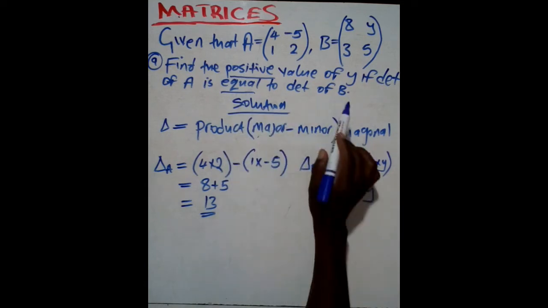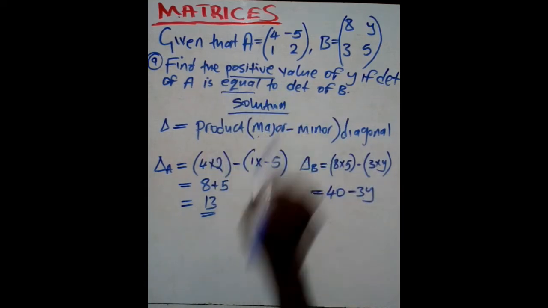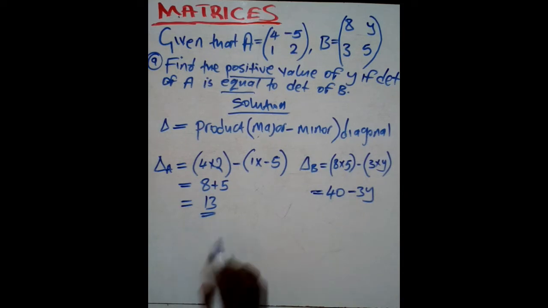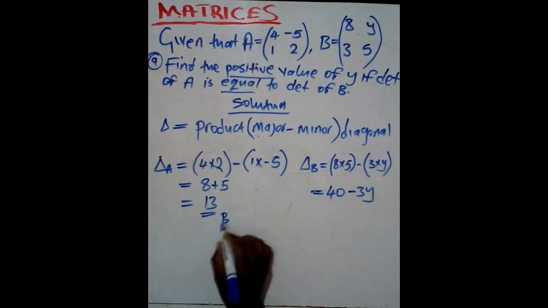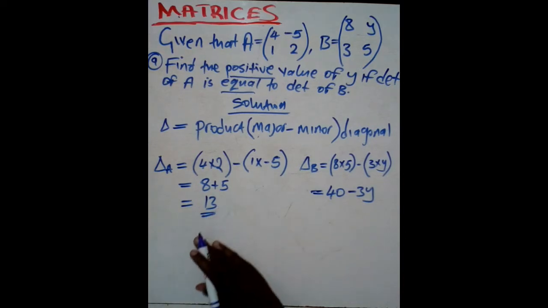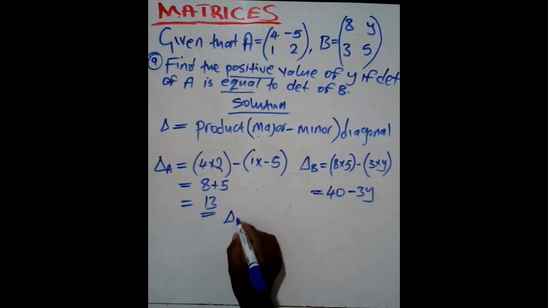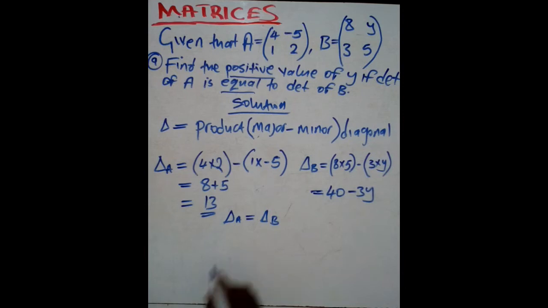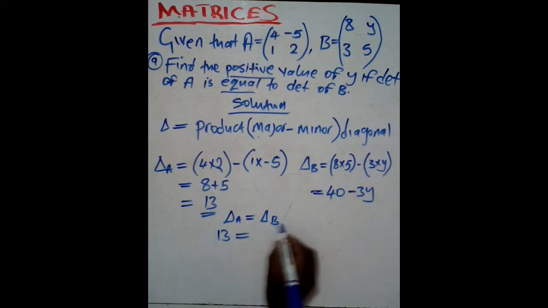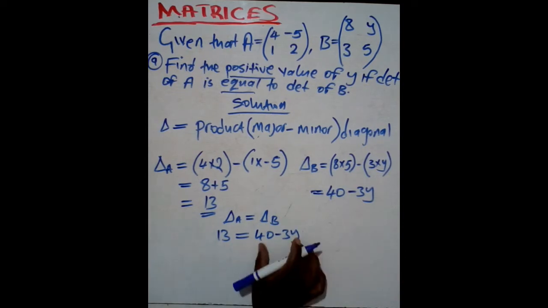Now, the key there is that these are equal. The determinant of A is equal to the determinant of B. Then it says the positive value of y, so let's go and get that positive value of y. To do that, we equate the determinant of A and the determinant of B. The determinant of A in this case is 13, so we are saying 13 is equal to the determinant of B, which is 40 minus 3y.